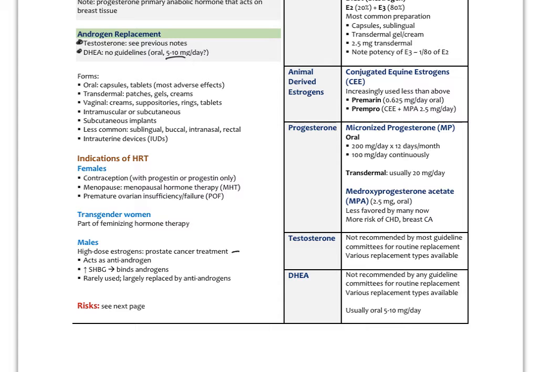It does act as an anti-androgen. Remember, estrogen is one of the potent stimulators for the liver to release more sex hormone binding globulin, and that will bind up more androgens. The idea is that will prevent the dihydrotestosterone and the androgens from increasing prostate growth and prostate cancer. This has usually been replaced now with anti-androgens, but I put it on the list because it has historically been used for that. I'll talk about the risks of HRT on the next page here.